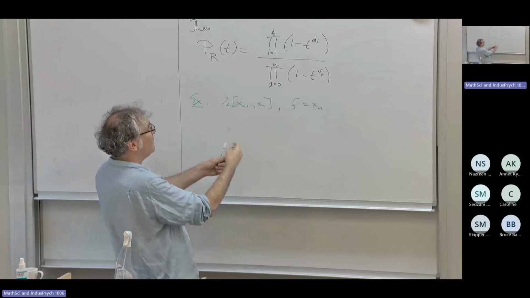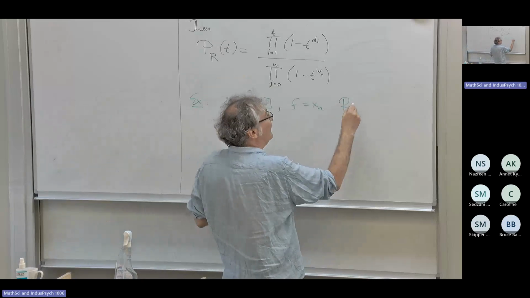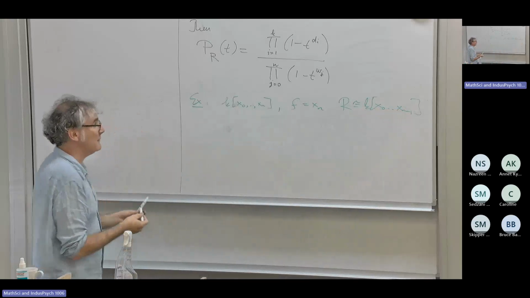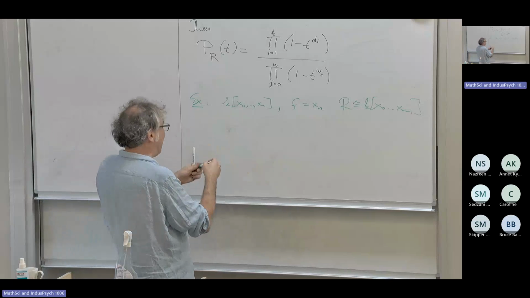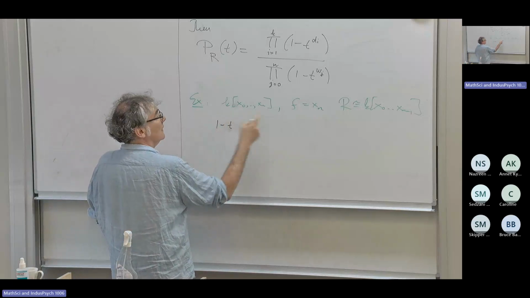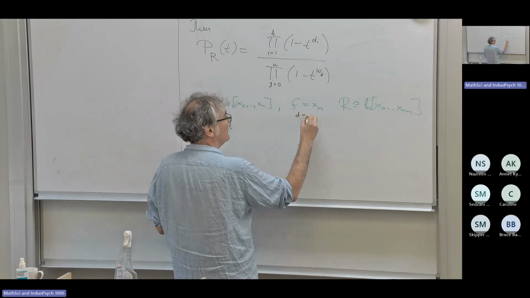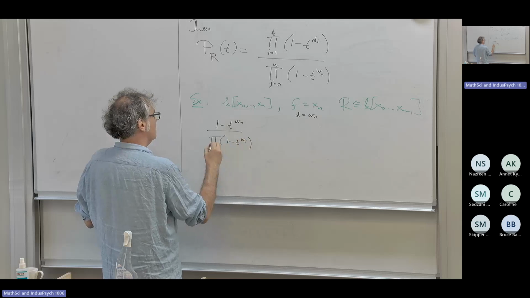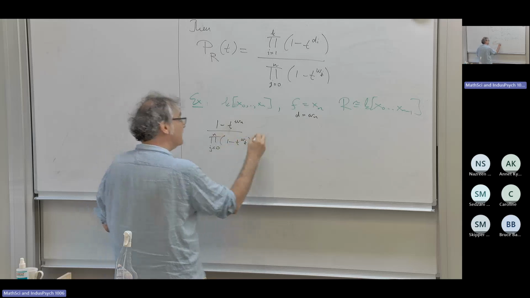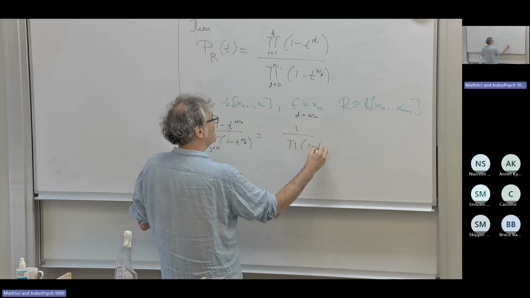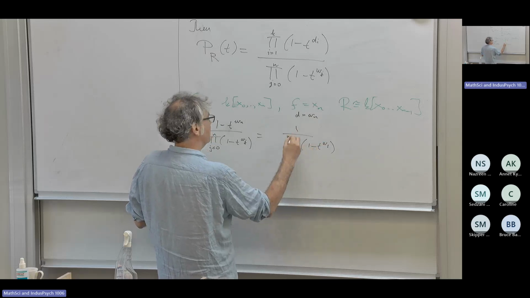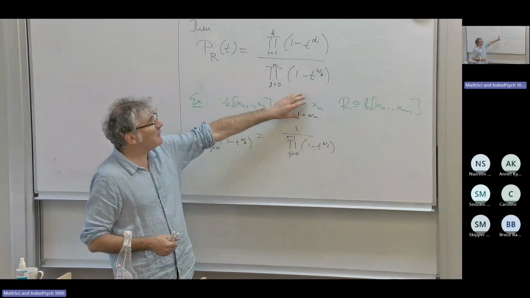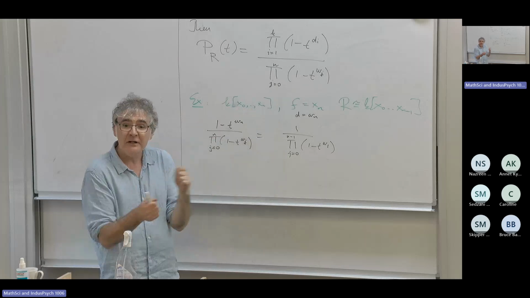So what do I get? What is this ring really? R is actually isomorphic to k[x0, ..., xn-1]. I've just quotiented out by the last variable. It's a stupid thing to do, but I get the identity: 1 minus t to the wn, since the degree of this is wn, over the product of 1 minus t to the wj, j from 0 to n, is the same as 1 over the product of 1 minus t to the wj, j from 0 to n minus 1. This looks like a stupid thing to do, but this kind of thing actually happens.